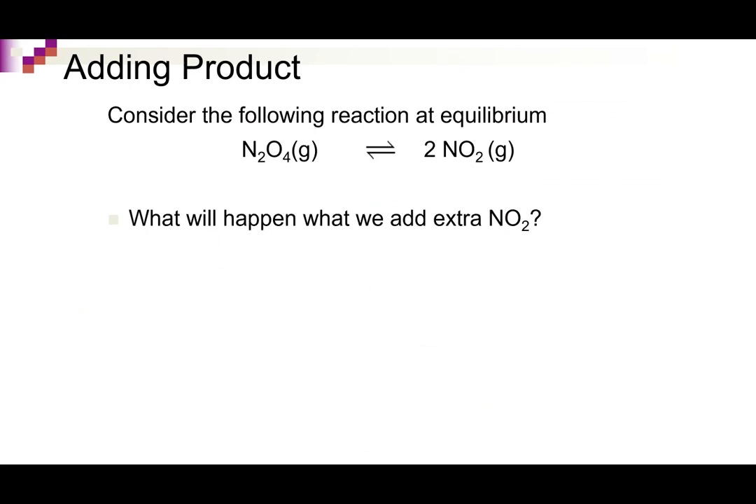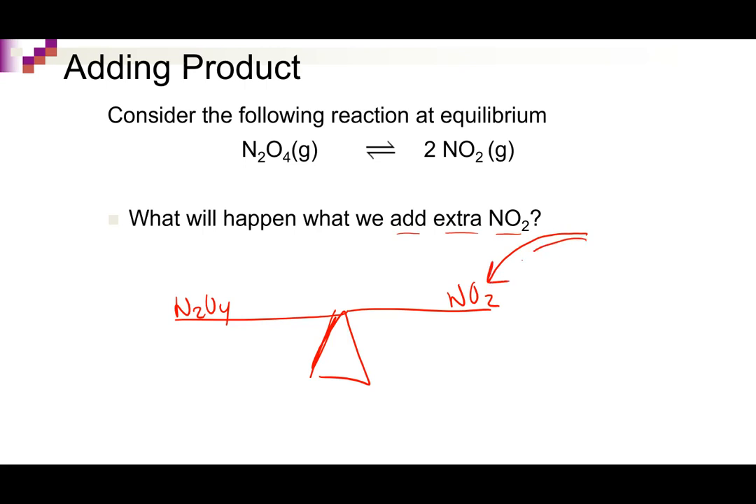All right, so what's going to happen if we add a product? So same kind of scenario here. We've got our balance, NO2, N2O4, and this time we're going to add extra NO2. So we're going to add weight to this side. What's going to happen to our balance? Yep. This side's going to get heavy. This side's going to get light.